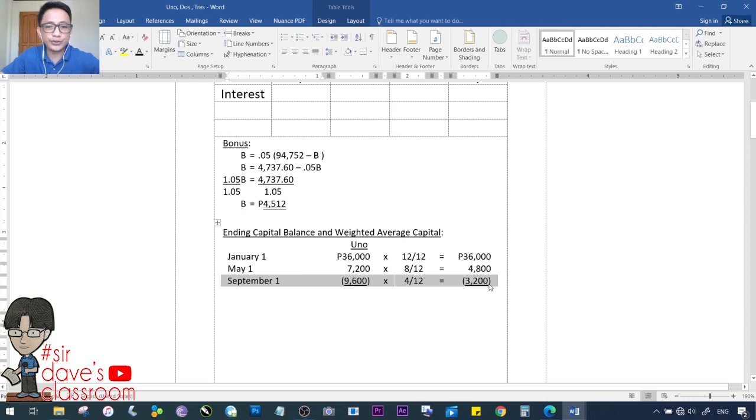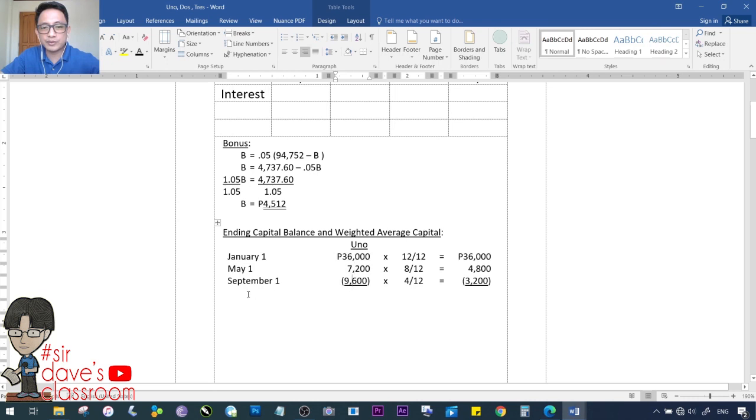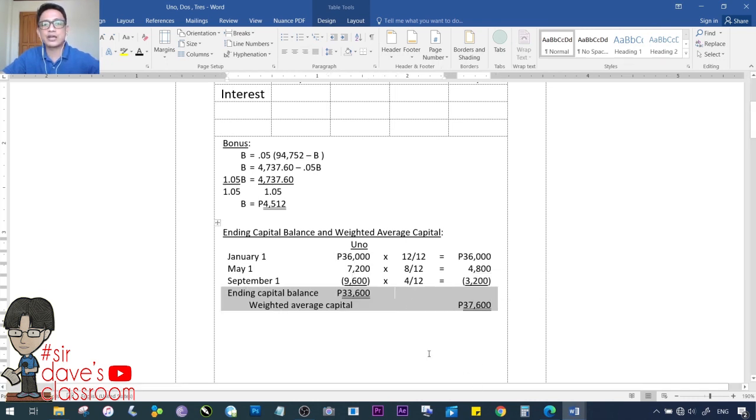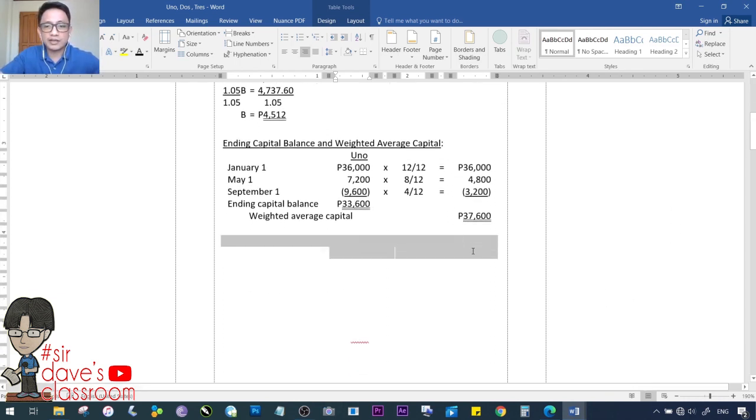Therefore, for Uno, the weighted average capital balance will be the result of this one. And at the same time, yung ending natin will be yung resulta nito. Beginning, investment, withdrawal. Therefore, the end results for Uno are as follows. Ending capital balance, 33,600. And 37,600 naman for weighted average capital balance. Next, punta naman tayo kay, sino naman?